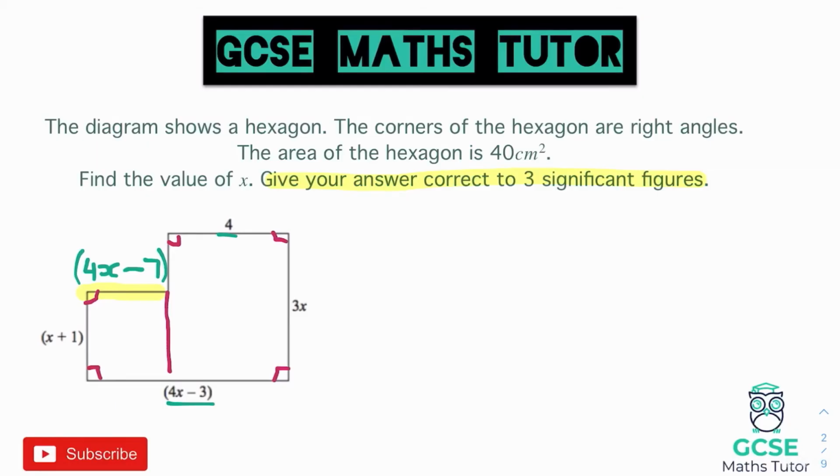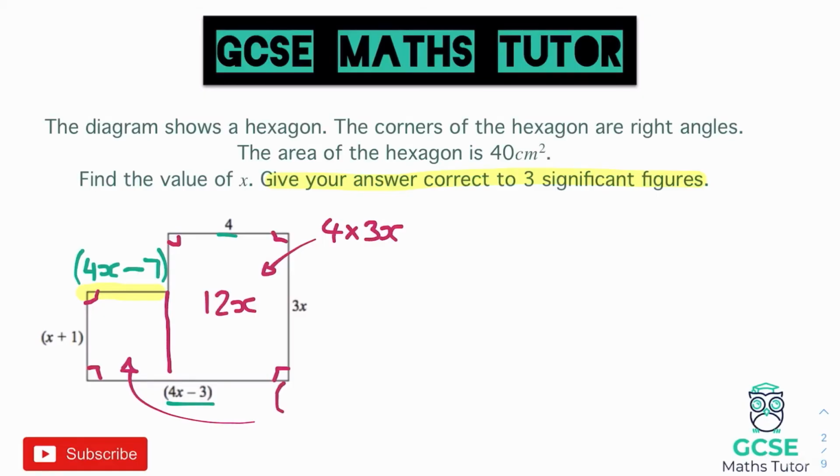Now we've got two areas that we need to find. We've got the larger area for this rectangle here, which is going to be easy enough to find. The length is 4 and 3x, so 4 times 3x gives us an area of 12x. So that's the area of that larger rectangle. We also have this rectangle on the left, and that is going to require a little bit more working out because the two side lengths there are binomials. By that I mean we have these brackets, the x plus 1 and the 4x minus 7. So we need to expand a double bracket.